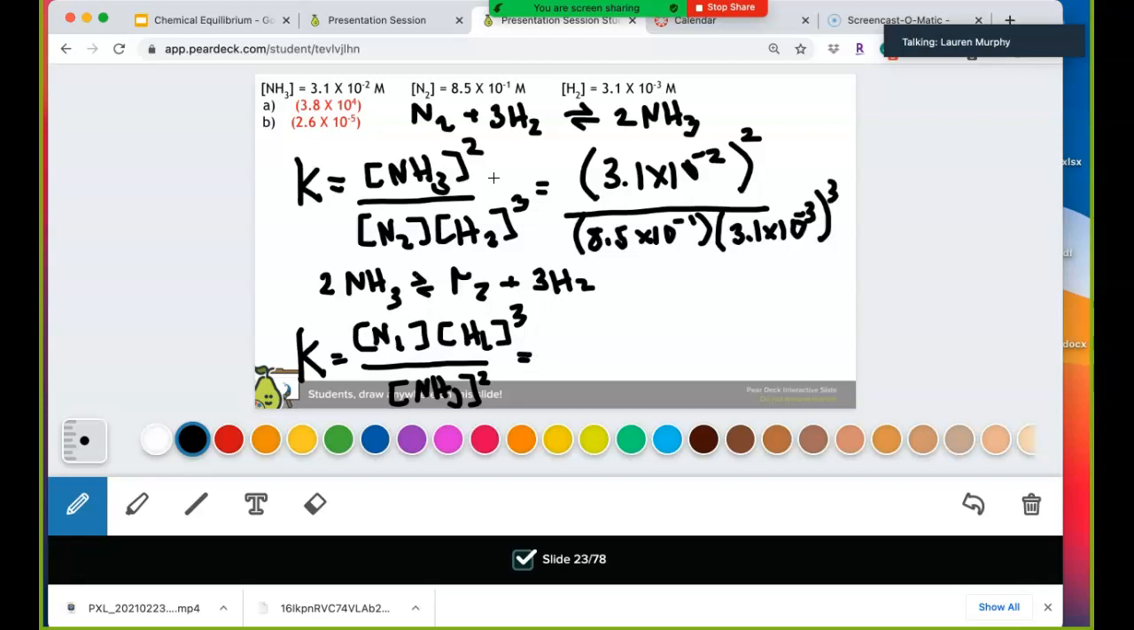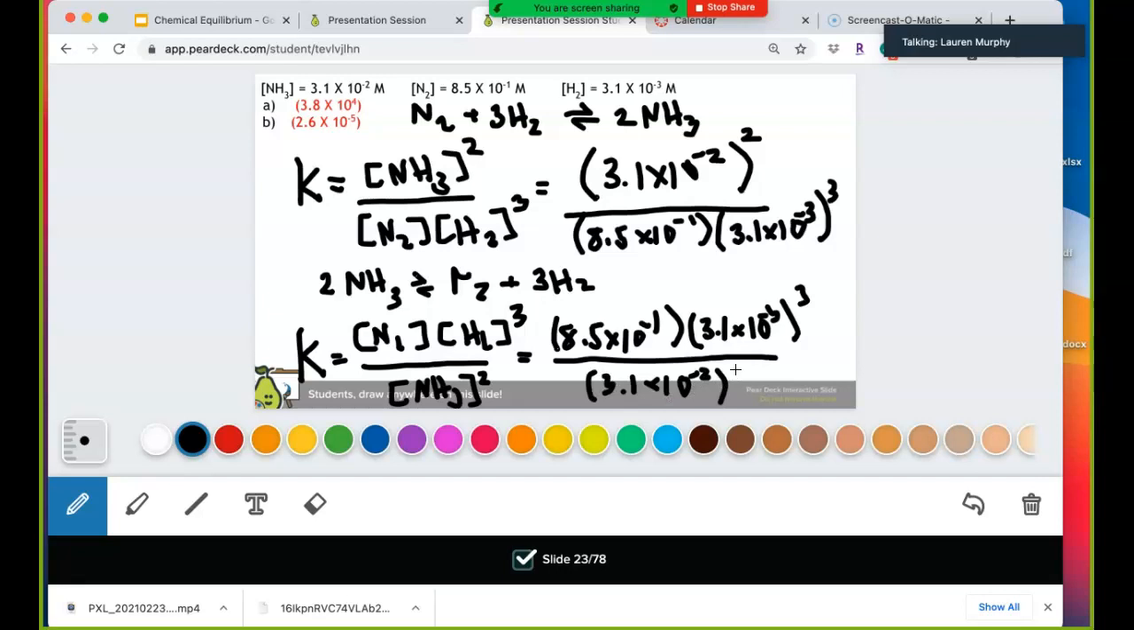So let's plug our numbers in. 8.5 times 10 to the negative 1 and 3.1 times 10 to the negative 3 cubed divided by ammonia, which is 3.1 times 10 to the negative 2nd, but then I gotta square it. All right, I'll give you a moment to do those in your calculator also. So 2.6 times 10 to the negative 5th is the answer.